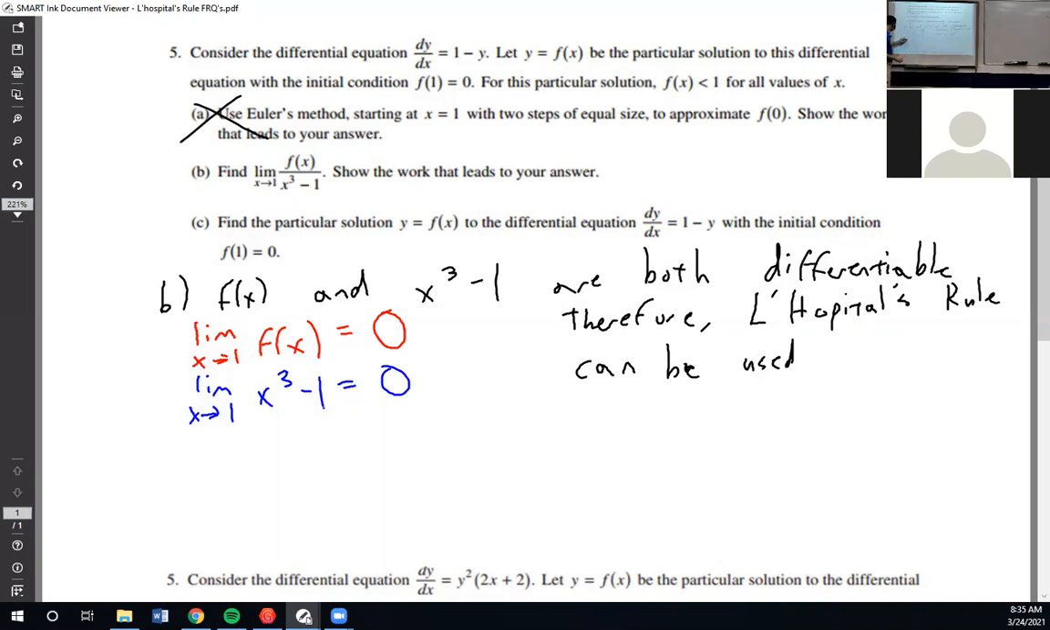So let's do our rule. I want to remind you one more time that this is different from the quotient rule. The quotient rule is low d high minus high d low over the square of what's below. This rule is just saying that the limit of the function is the same as the limit of the derivative of the top over the derivative of the bottom. We are not doing the quotient rule here. So the derivative of the top is f prime of x, the derivative of the bottom is 3x squared.